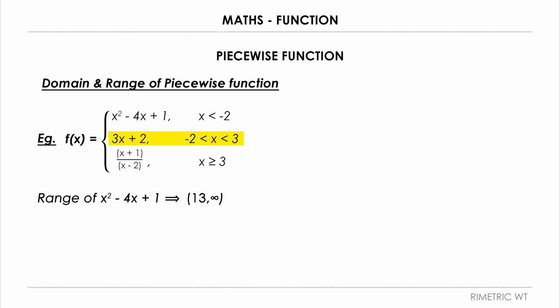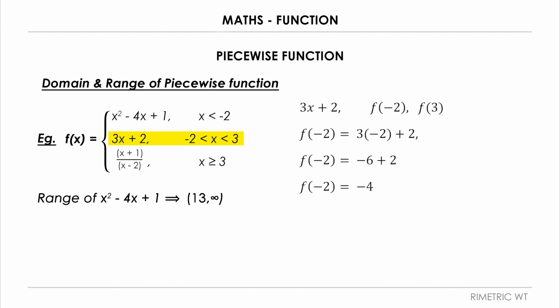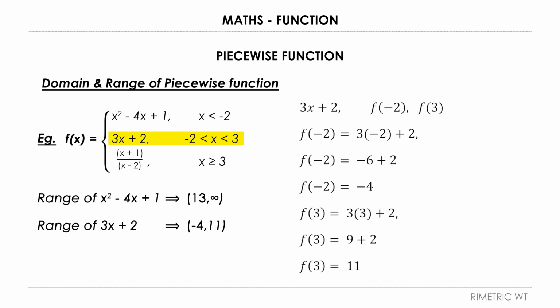The second piece is a linear one, which is an upward sloping graph, so we just find the extreme points, f of -2 and f of 3. F of -2 will be 3 times -2 plus 2, resulting in -4, and f of 3 will be 3 times 3 plus 2, resulting in 9 plus 2 equals 11. Therefore, the range of the second condition will be -4 up to 11 in open interval.